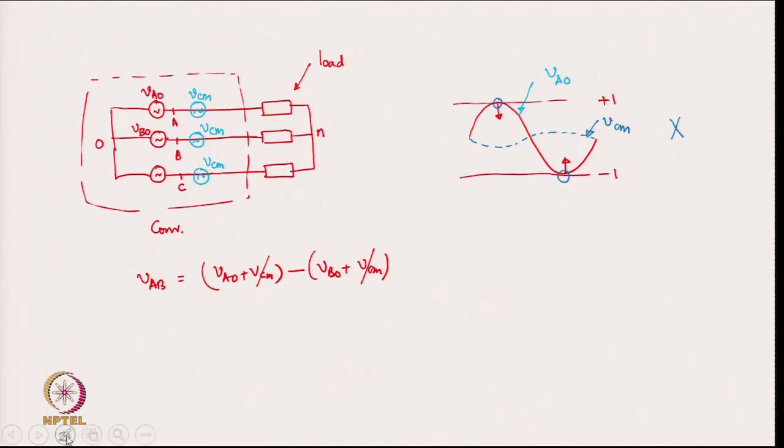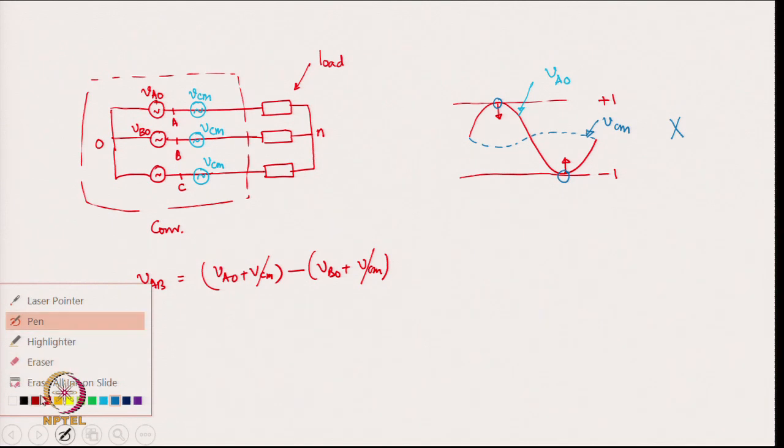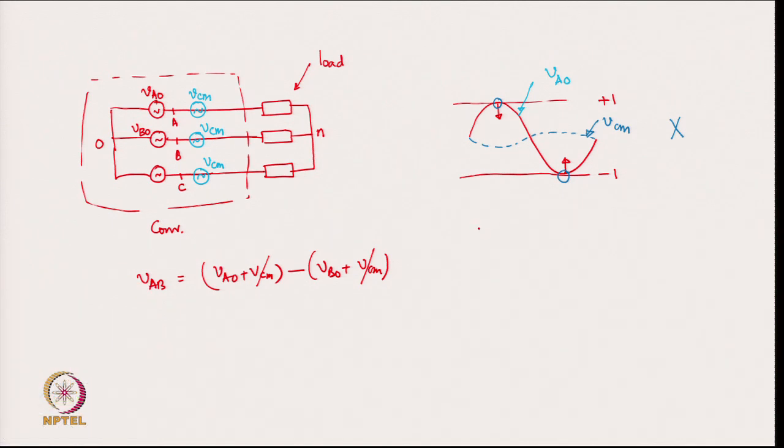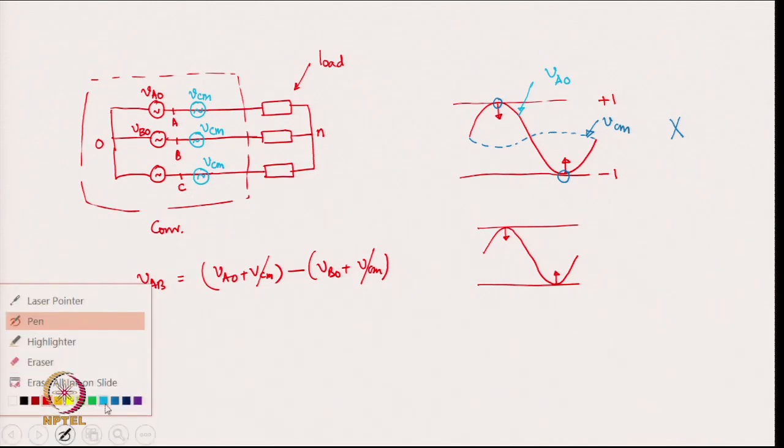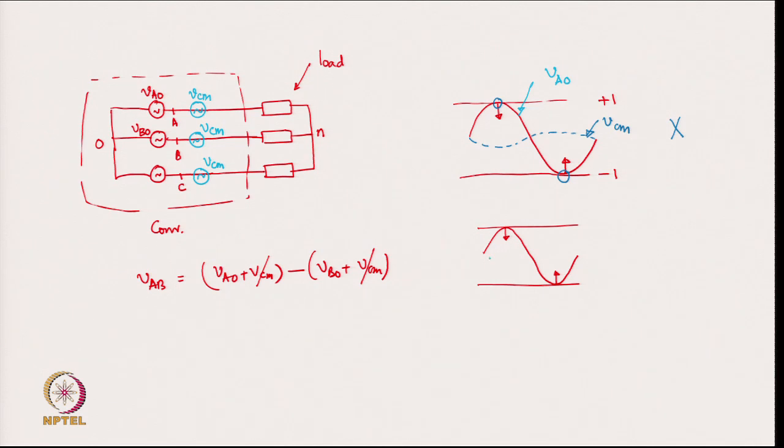So, let us see the second option. Again we have the sine wave here and we want to push this down and down. Let us add a second harmonic. So, how does the second harmonic look like? We can add a second harmonic like this.